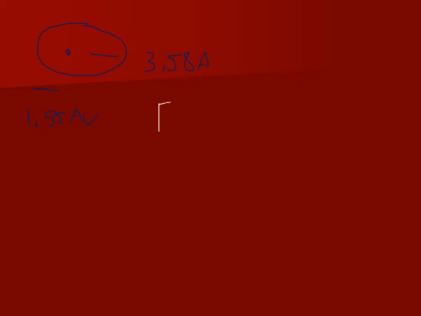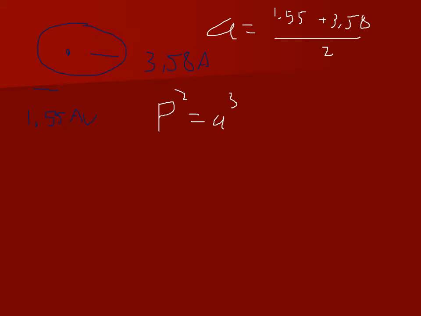Well, we know that P squared equals a cubed. So we just need to find a. So a is going to be the average distance. So that's going to be 1.55 AU plus 3.58 AU divided by 2. If you do that math, 1.55 plus 3.58 and divide by 2, and I'd say go ahead and do that, make sure you get the right answer. That's going to be 2.56 AU. So that's a.